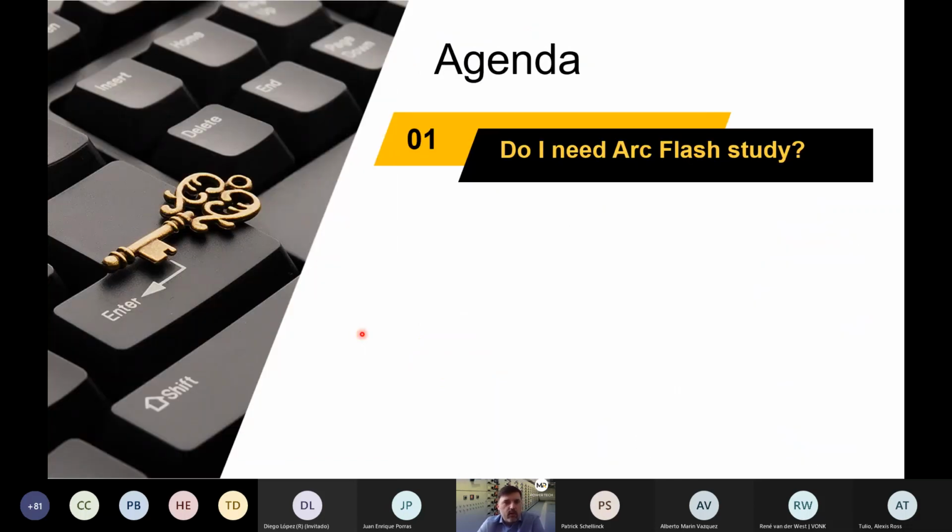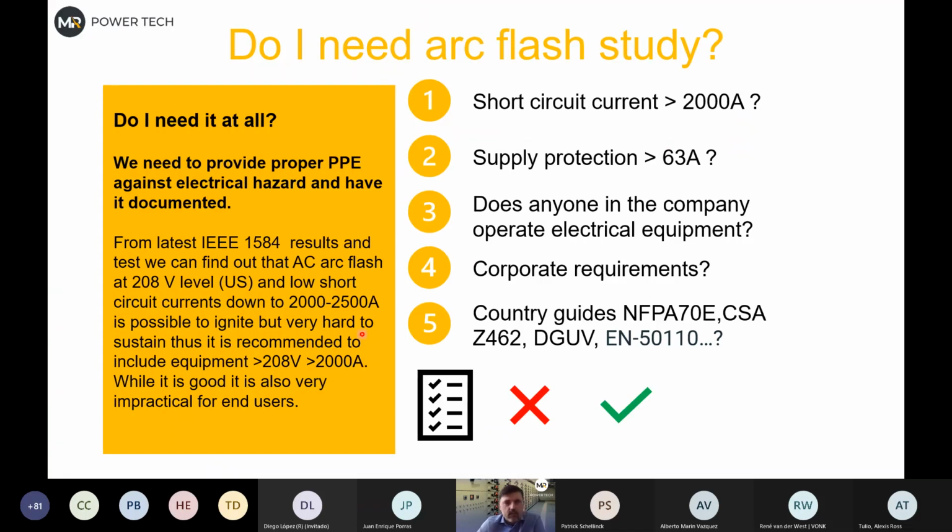The question is, do I need an ACFAS study at all? The short answer is yes. It depends really where you are, but I would say, as OSHA says, for example, we need to provide the proper PPE against electrical hazard and have it documented. Documented, I mean risk assessment.